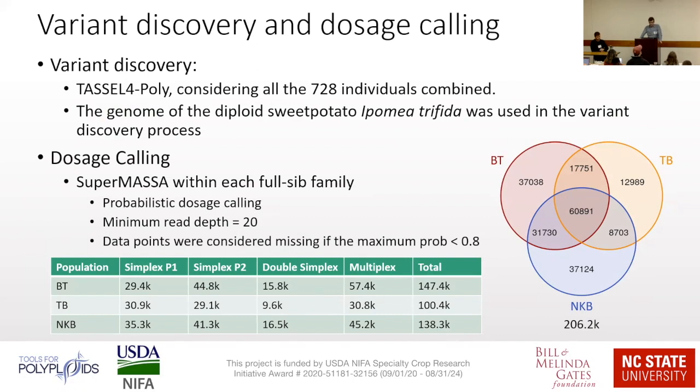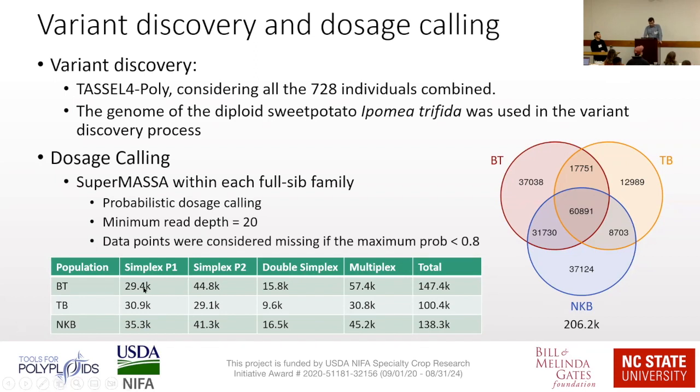After we discovered these variants, we performed the dosage calling using SuperMASSA, and we used the structure of each one of the full-sib families for doing that genotype calling. We got the probabilistic dosage calling for all those markers. We have some filters in this part of the analysis. We filtered for a minimum read depth of 20. Don't forget, this is a hexaploid, so we need to be very stringent. Our bar needs to be set a little bit higher than we are used to. And markers that don't reach at least 0.8 probability, we consider as missing data.